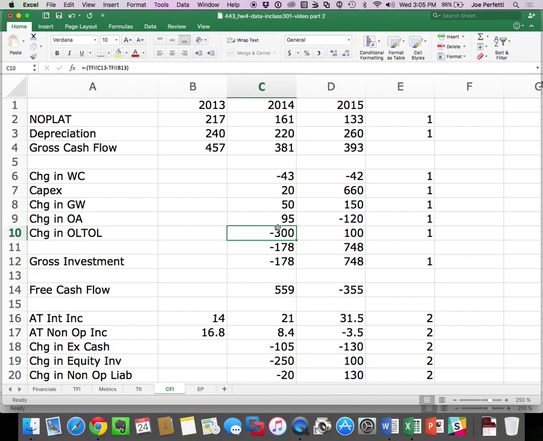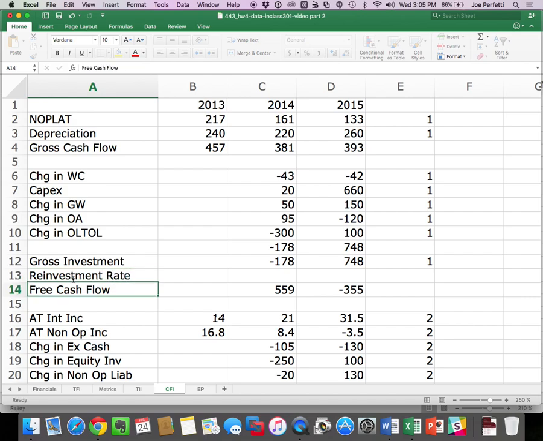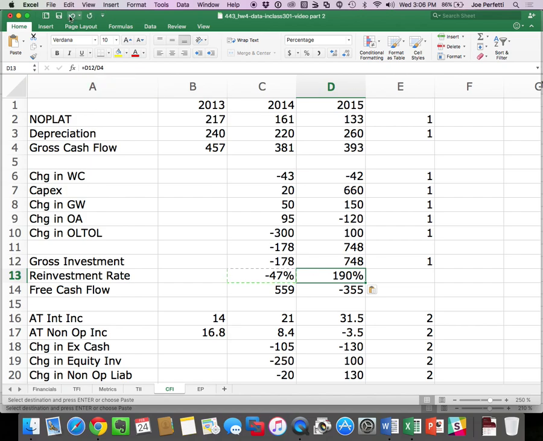Let's talk about some metrics to further help us. And I'm going to give you one metric right here on this page. It's called the reinvestment rate. We defined it earlier in the semester. I'll remind you of it here today. So right here on line 13, I'll write reinvestment rate. And reinvestment rate is defined as gross investment divided by gross cash flow. That is the reinvestment rate of the company.